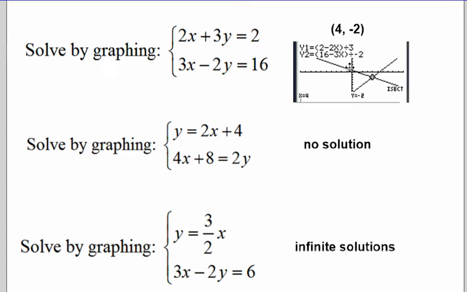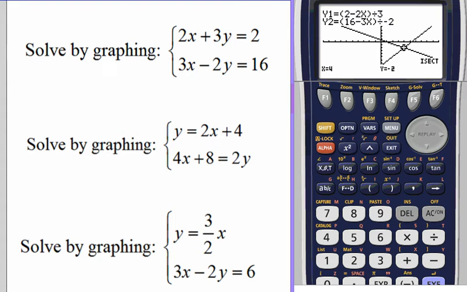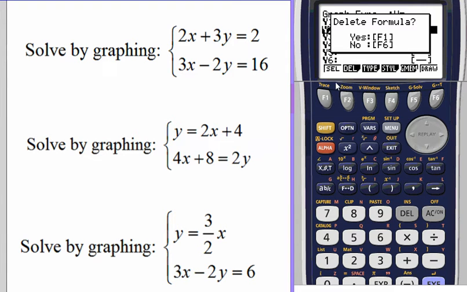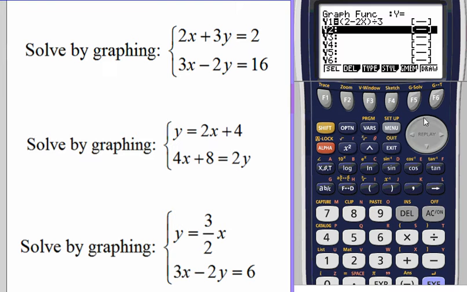It's a dependent system because they intersect. It's consistent because they intersect, and they intersect at one point, so it's dependent. Now watch if we do this second one. I go back in here and clear these things out. So F2 to delete, F1 says yes. F2 to delete, F1 to say yes.